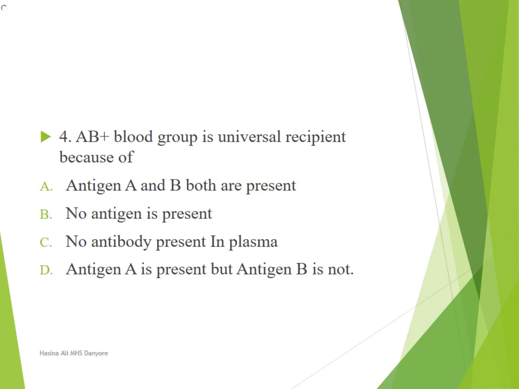4. AB positive blood group is universal recipient because of: A, antigen A and antigen B both are present. B, no antigen is present. C, no antibody present in plasma. D, antigen A is present but antigen B is not.